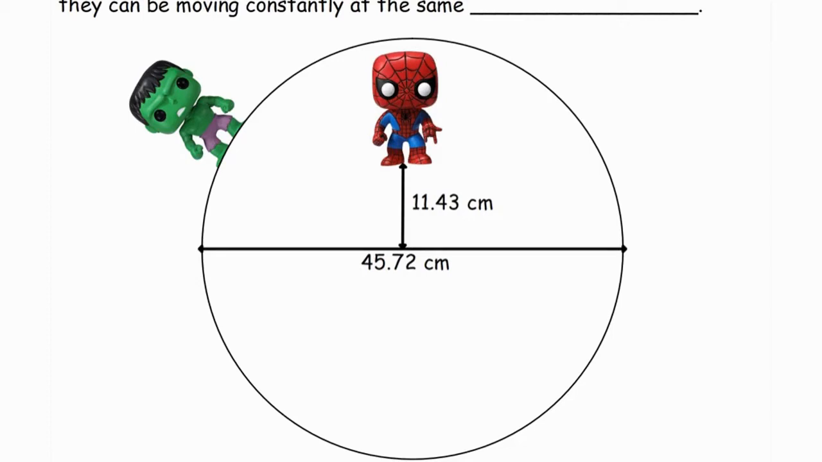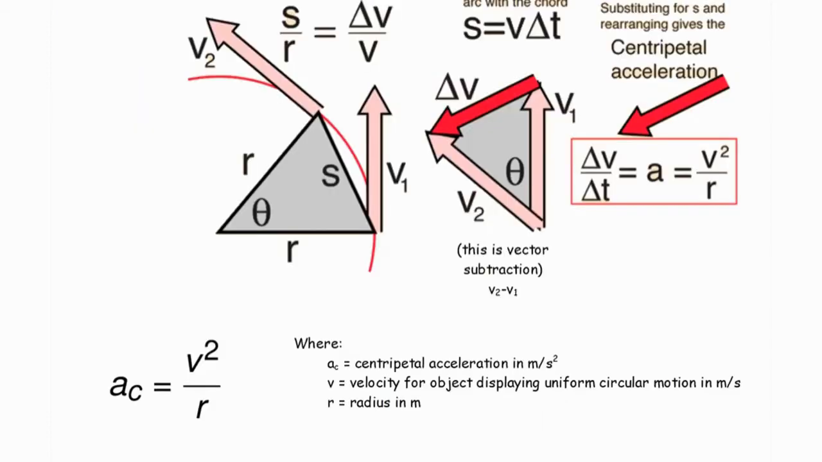As they spin, their velocity is constantly changing, but they can't be moving constantly at the same velocity. So who would have the greater acceleration is the question. If we think about Hulk again, Hulk has a greater velocity. So if there's a greater velocity, then there needs to be a greater change in velocity. I have more velocity to change. So I think Hulk would have a greater acceleration compared to Spidey.